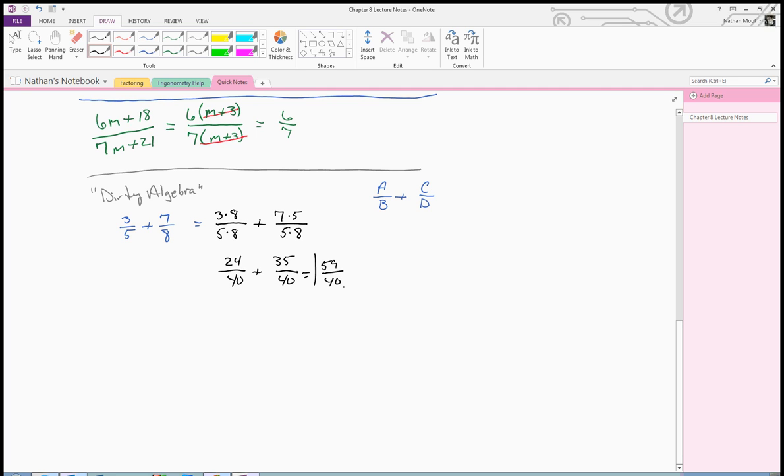Now, this would be our answer, but what about this guy? This is a train wreck waiting to happen, or so you would think. If we follow the same paradigm, we would have the denominator as BD, and we're going to have AD plus BC on top. Now, if this were A over B minus C over D, no problem: AD minus BC all over BD.